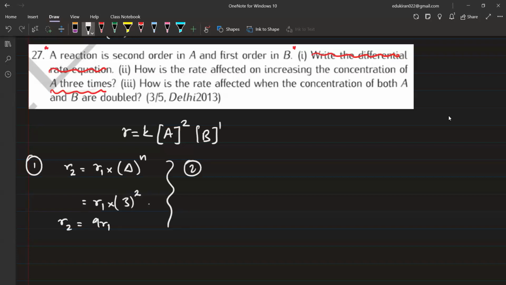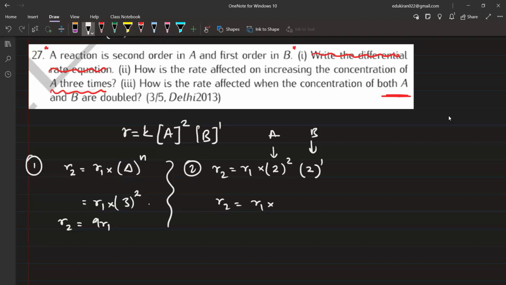Next, the second question is asking how the rate is affected when the concentration of both A and B are doubled. So R2 is equal to R1 multiplied by 2 to the power 2 for A, and 2 to the power 1 for B. So R2 will be equal to R1 multiplied by 2 to the 4, multiplied by 2, that is equal to 8R1.